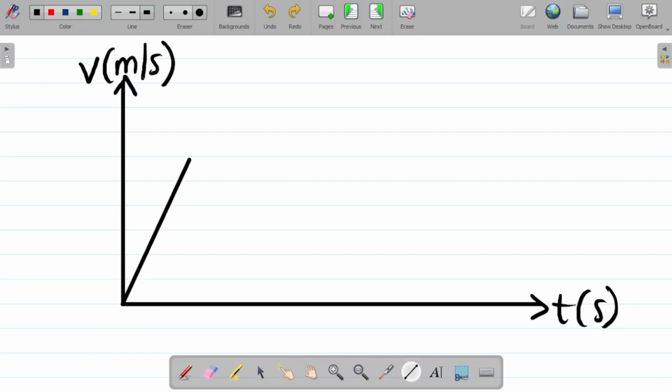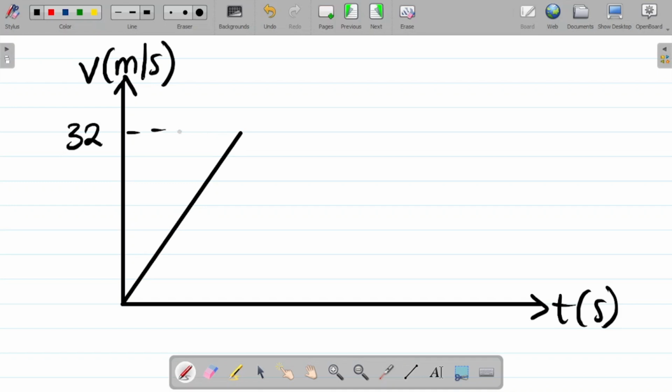So from here, let's call this 32. I'll just trace this downward. So this point here, we'll call this 32. They said in 11 seconds. So if I trace this downward here, this point here should be 11 seconds. Just write 11 here. All right, so this is my first section: 32 meters per second in 11 seconds.